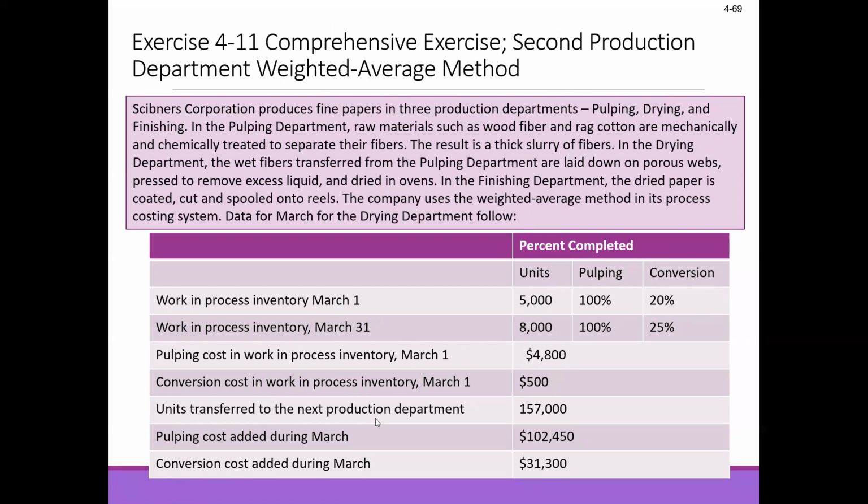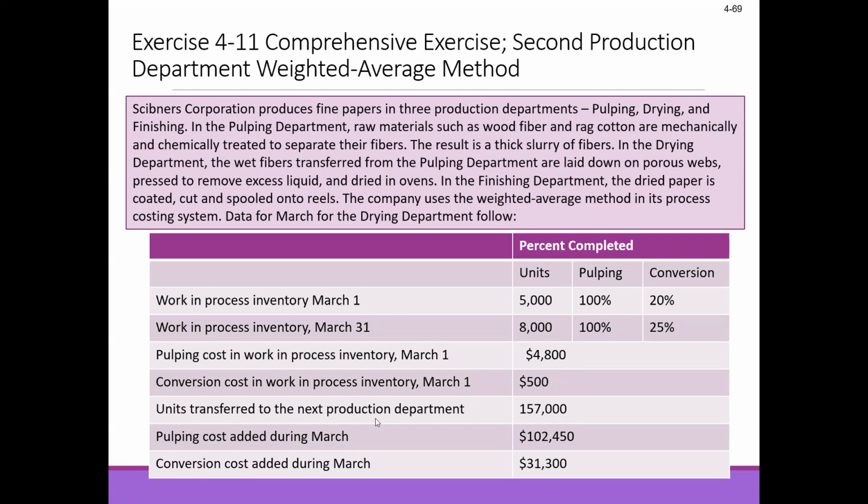Scribner's Corporation produces fine papers in 3 production departments: pulping, drying, and finishing. In the pulping department, raw materials such as wood fiber and rag cotton are mechanically and chemically treated to separate their fibers. The result is a thick slurry of fibers. In the drying department, the wet fibers transferred from the pulping department are laid down on porous webs, pressed to remove excess liquid, and dried in ovens. In the finishing department, the dried paper is coated, cut, and spooled onto reels.